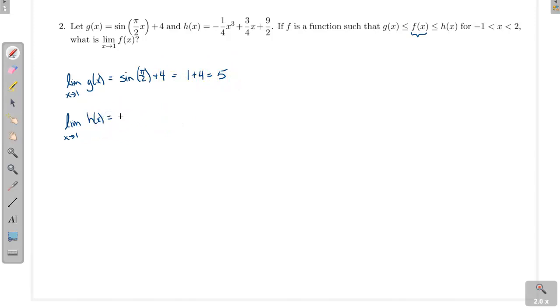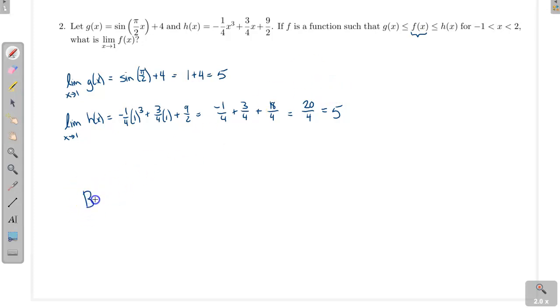So that's going to be plugging in 1. So I'm going to get negative 1/4 plus 3/4. And just because I know I'm going to have to get a common denominator, I'm going to turn 9 over 2 into 18 over 4. 2 plus 18 is 20. And 20 divided by 4 is 5. So I do get the same number as these.